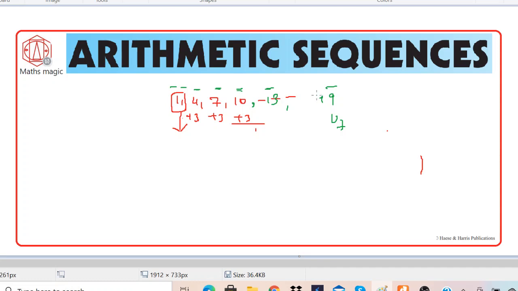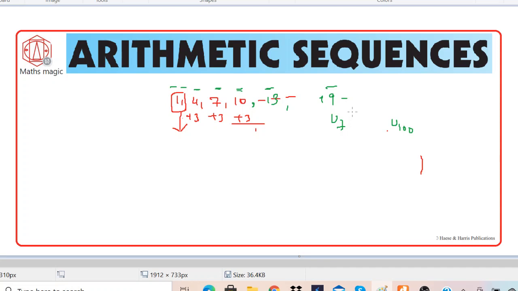It's really easy to find the next few terms, but if I ask you to write the 100th term of this particular sequence, you have to keep adding plus 3 every time to reach that 100th term. So you can imagine how tedious this work is. To avoid all these lengthy calculations, we will use the general formula of the arithmetic sequence, which will help us to find any nth term.